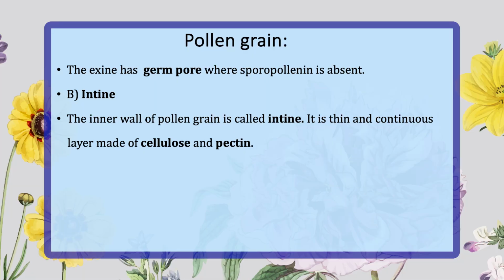Now the question arises, if it is so hard, then how will it release its male gamete for the process of fertilization? The answer is germ pore. The exine has prominent apertures called germ pores, where sporopollenin is absent. Germ pore helps in development of pollen tube. The inner wall of pollen grain is called intine. It is a thin and continuous layer made of cellulose and pectin.